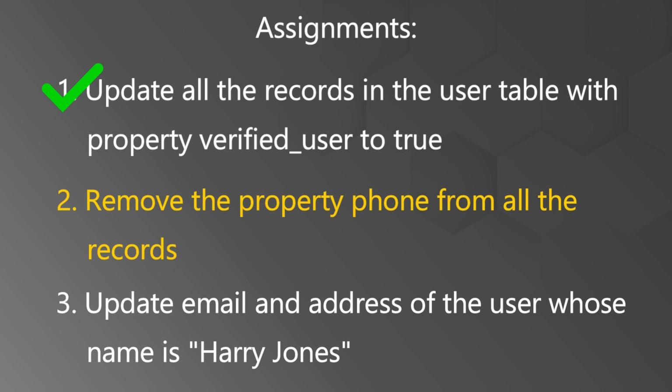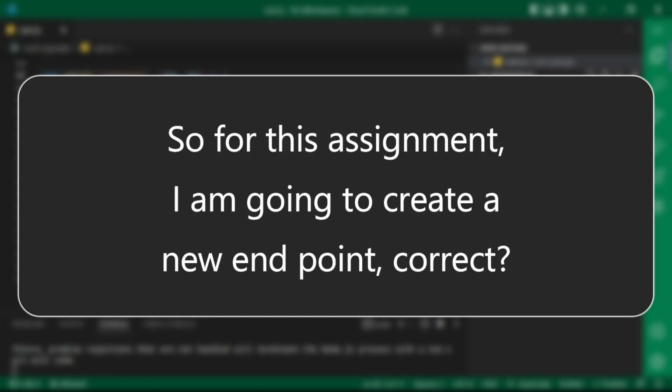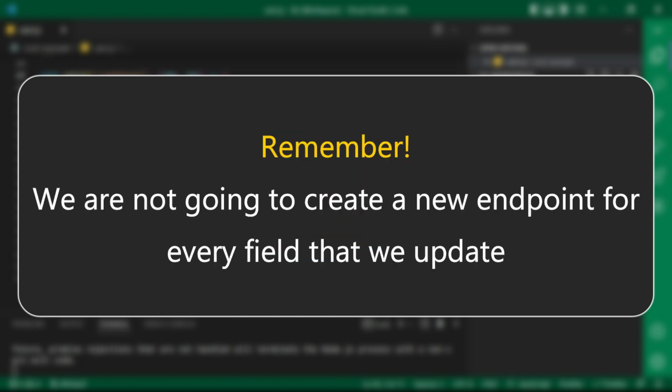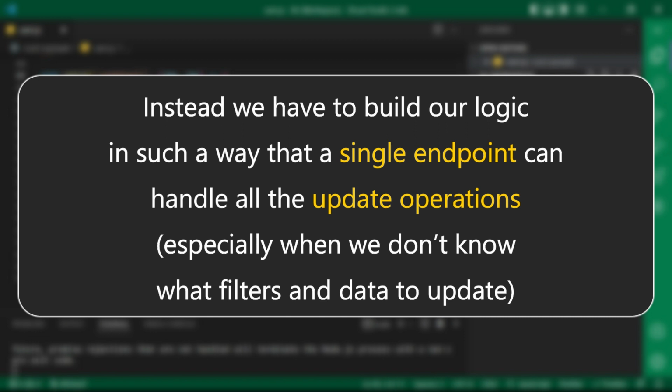The second assignment is to remove property phone from all the records. So for this assignment, I'm going to create a new endpoint, correct? Well, absolutely no. We are not going to create a new endpoint for every field that we update. Instead, we have to build our logic in such a way that a single endpoint can handle all the update operations, especially when we don't know what filters and data to update.